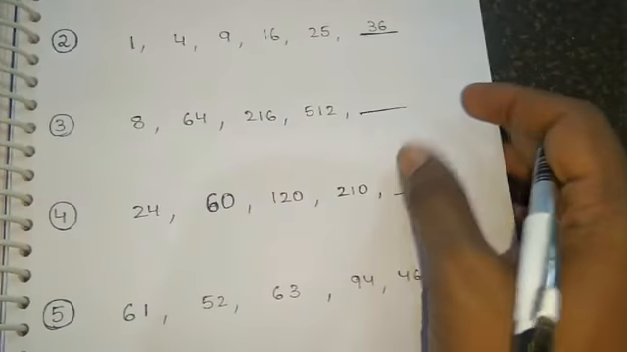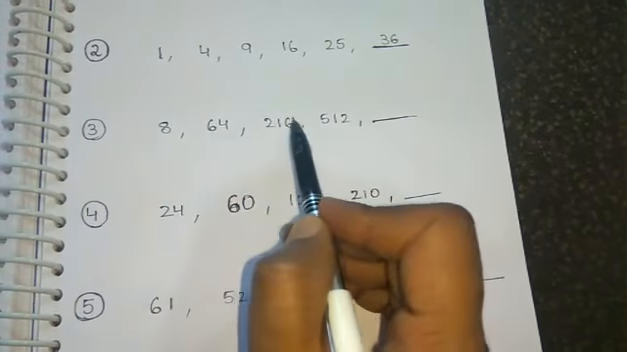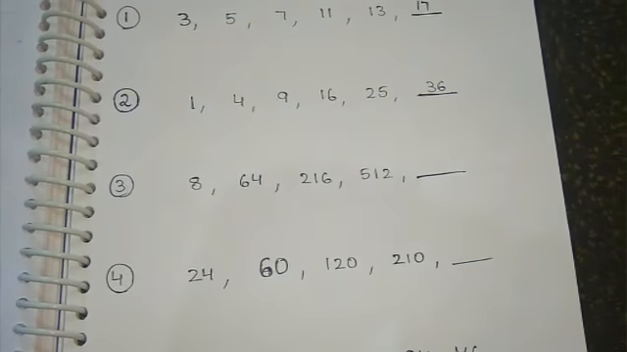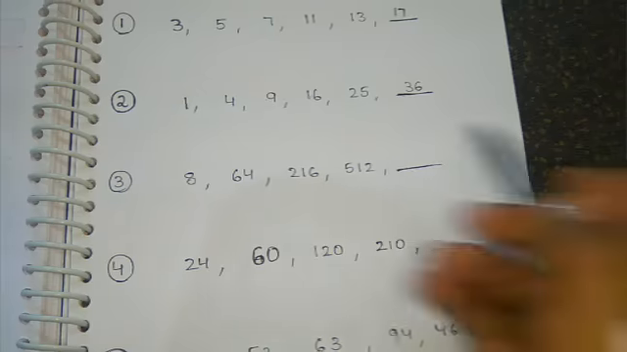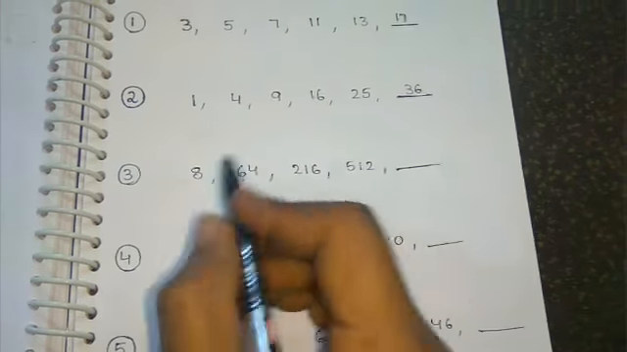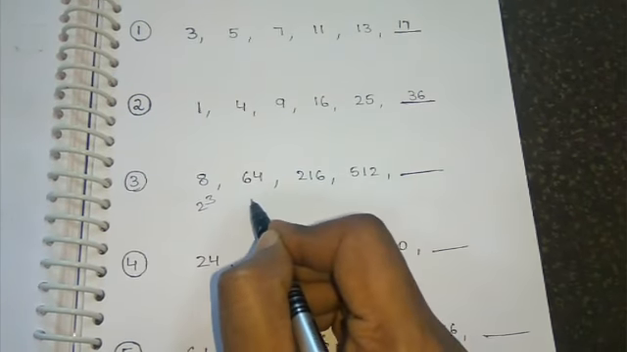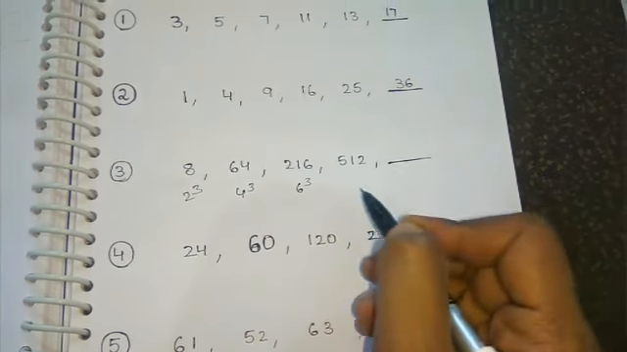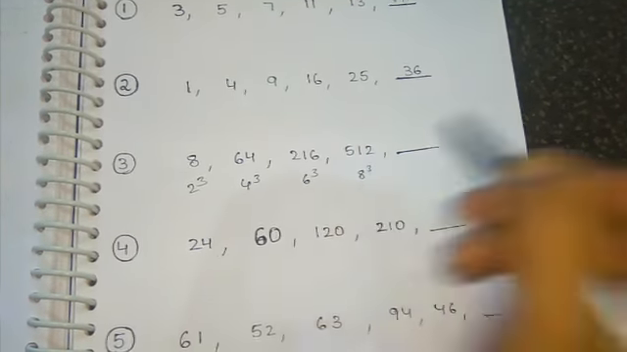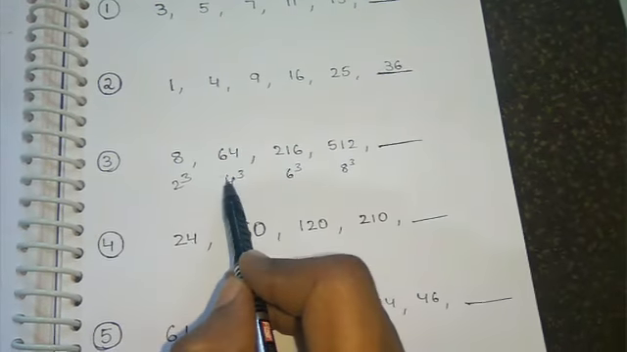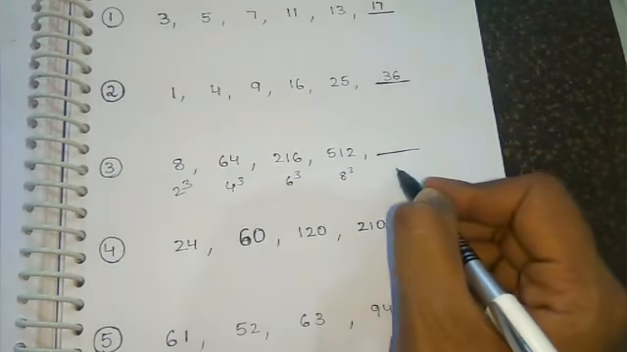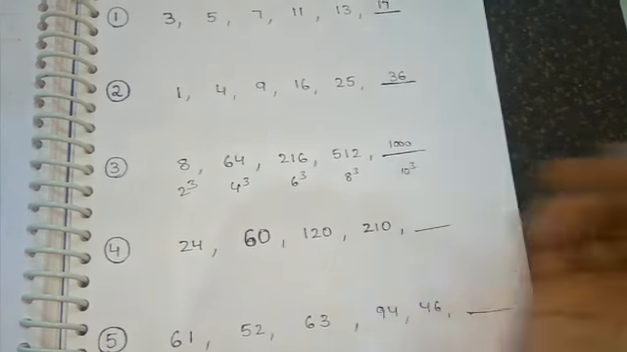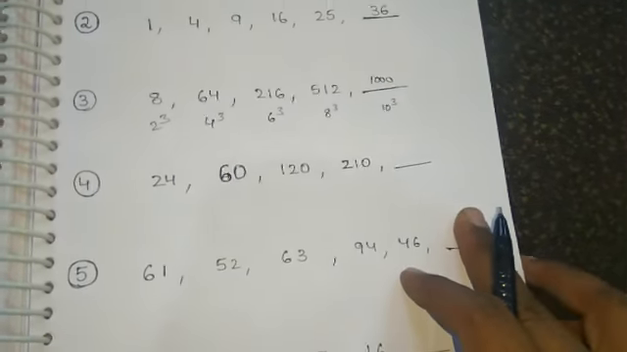So the next one: 8, 64, 216, 512. You should be aware of everything, cubes and squares. See, 8 is nothing but 2 cube, 64 is 4 cube, 216 is 6 cube, 512 is 8 cube. So see here, 2, 4, 6, 8, and the next one will be 10 cube. 10 cube is nothing but 1000.